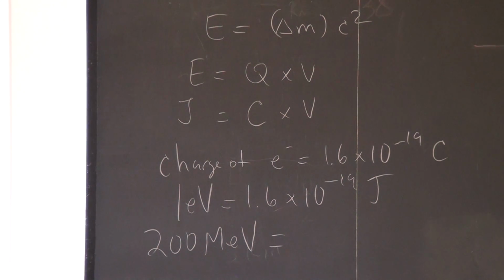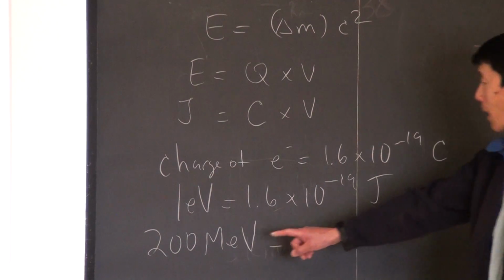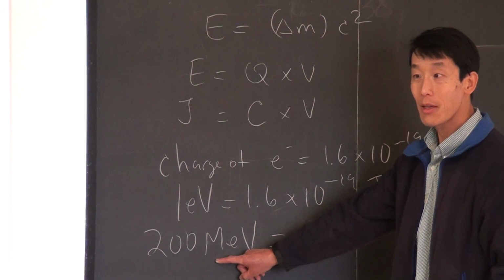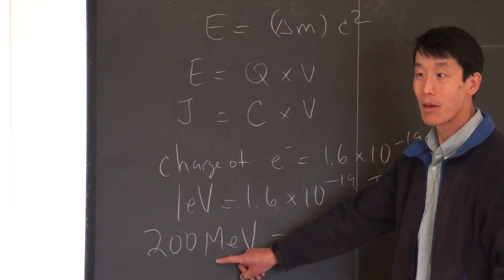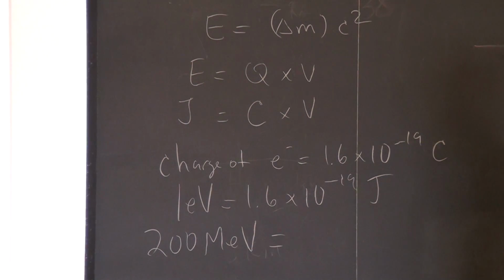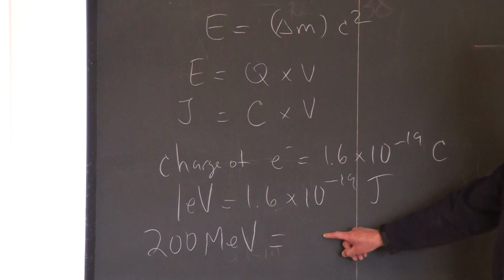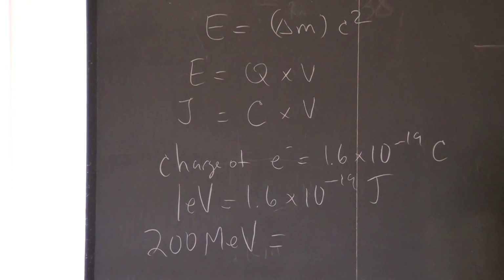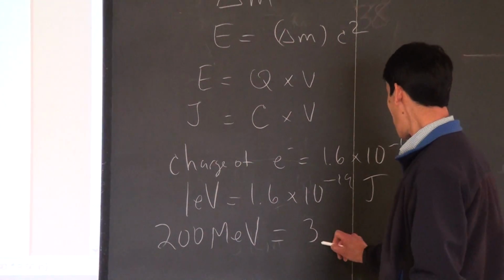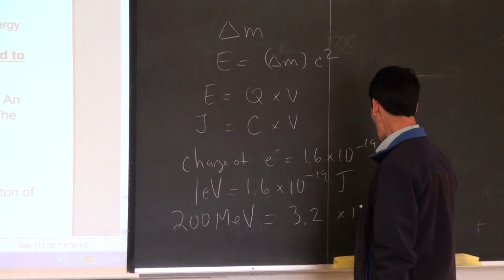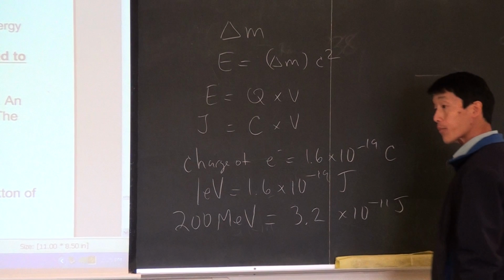So anyway, how much is the prefix mega? Mega is 10 to the 6, or a million. So that's 200 million electron volts. So 200 MeV is equal to how many joules? It's 3.2 times 10 to the minus 11 joules.